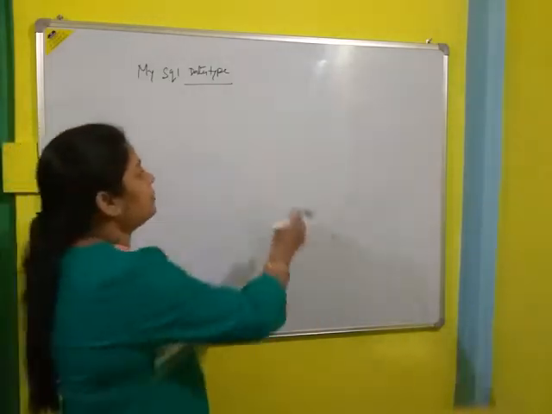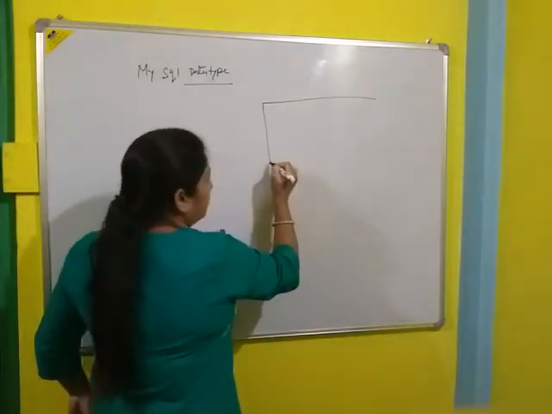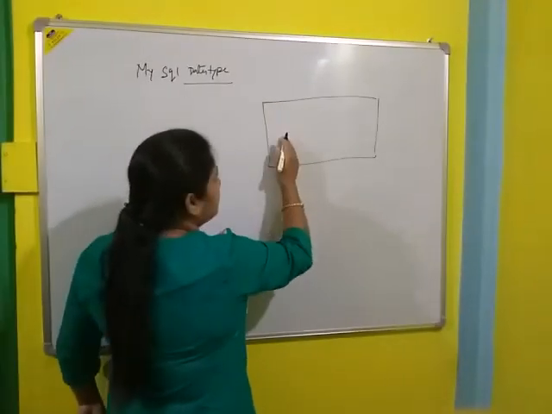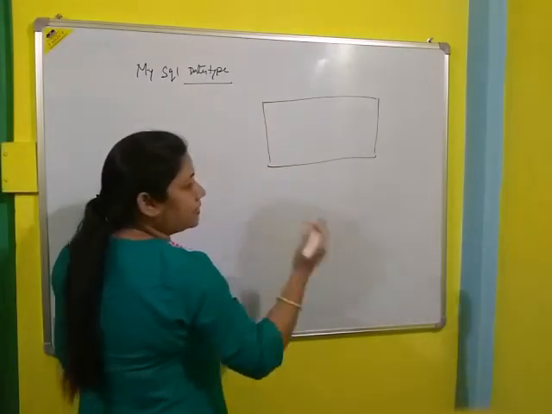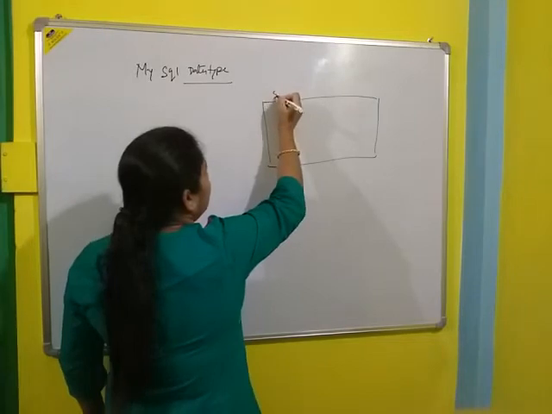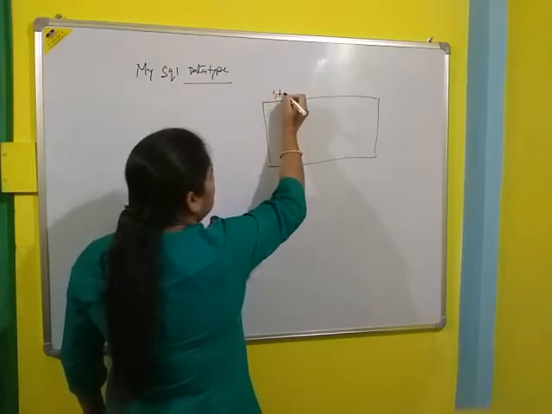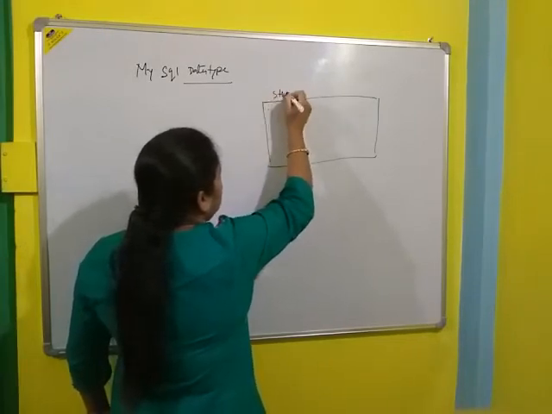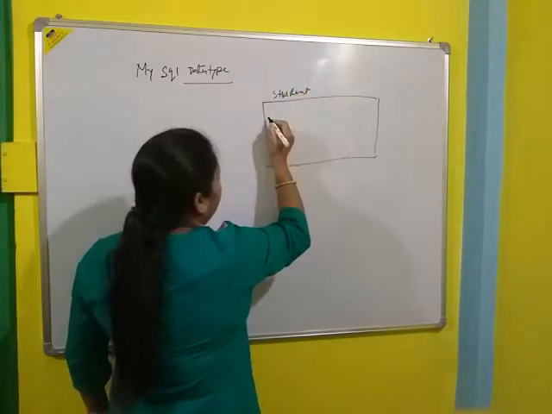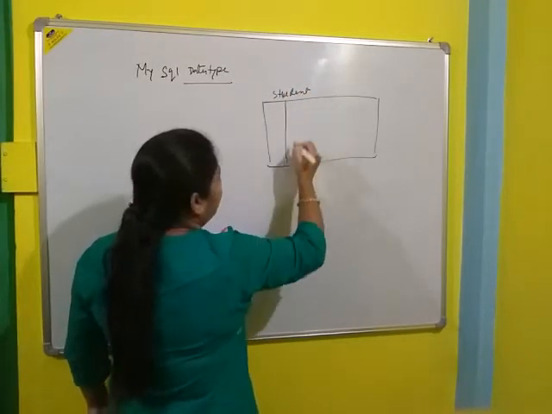Actually, the table looks like this. Suppose this is a table. Suppose I am going to create a table of students. Suppose I name the table student. Here I have some fields.